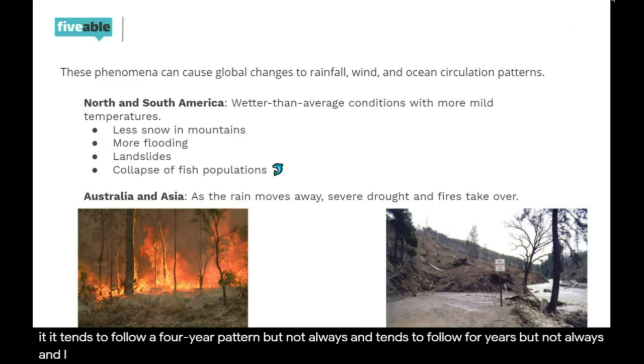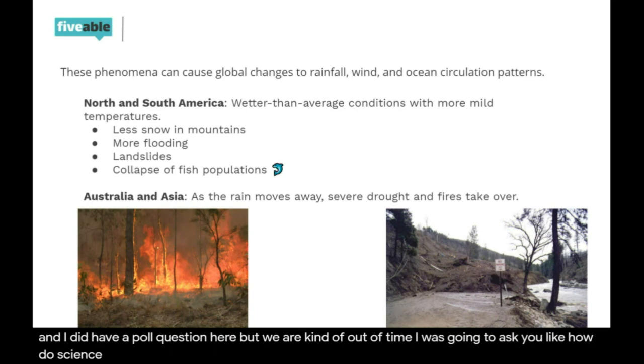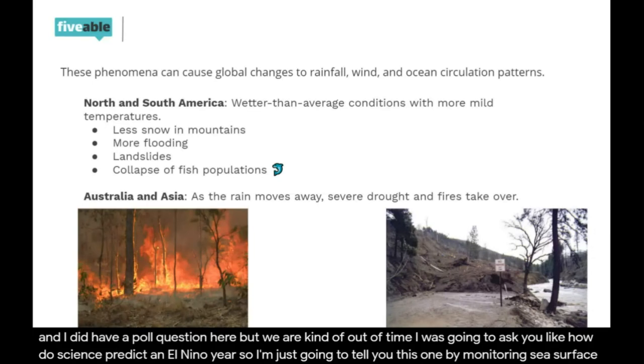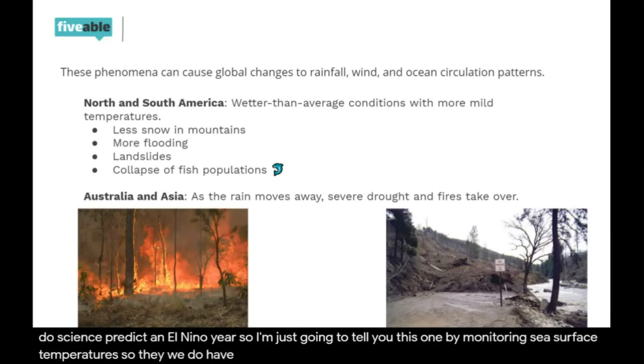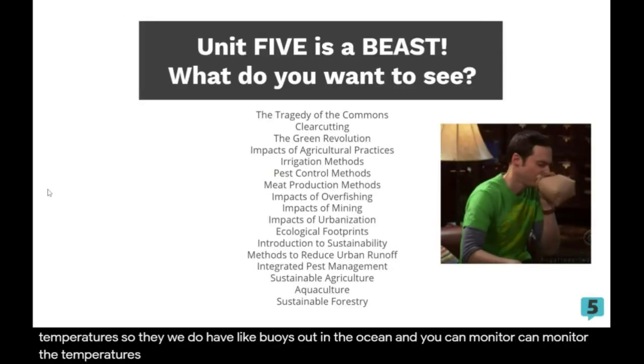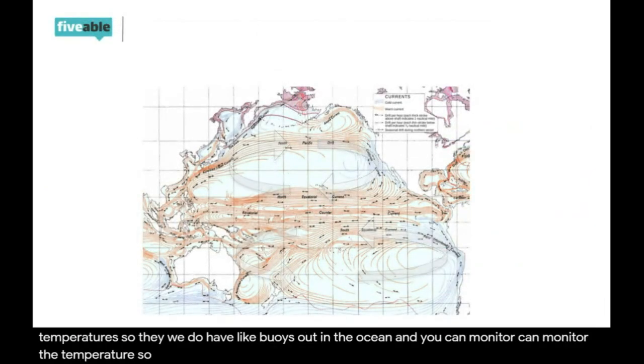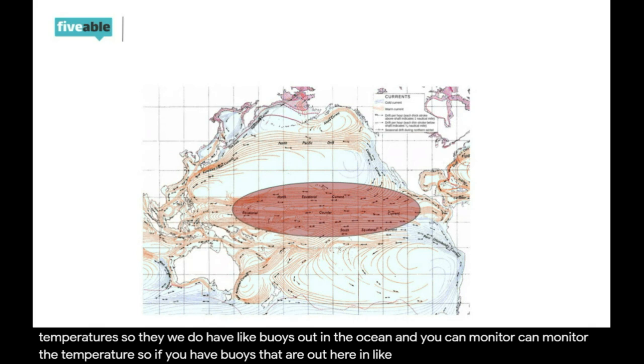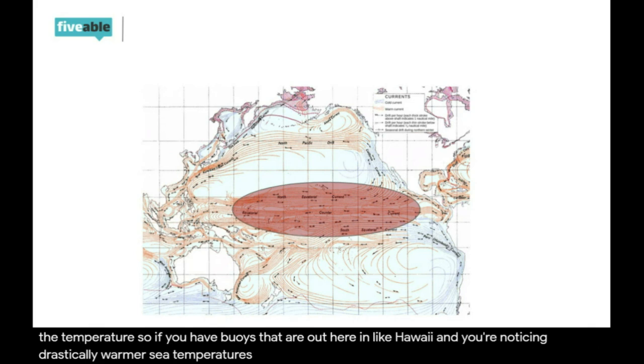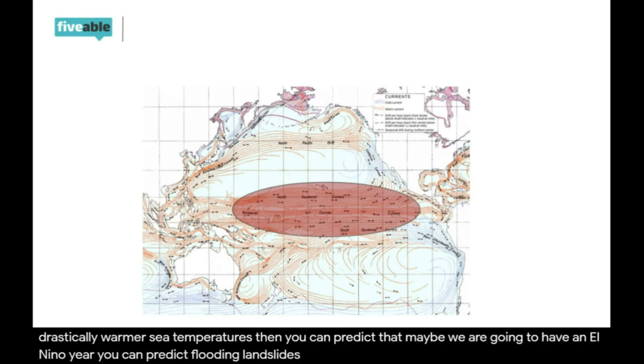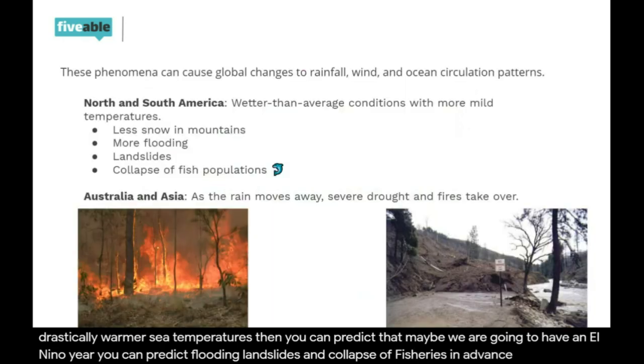And I did have a poll question here, but we are kind of out of time. I was going to ask you, how do scientists predict an El Nino year? So I'm just going to tell you this one, by monitoring sea surface temperatures. So we do have buoys out in the ocean, and you can monitor the temperature. So if you have buoys out in Hawaii, and you're noticing drastically warmer sea temperatures, then you can predict that maybe we are going to have an El Nino year. You can predict flooding, landslides, and collapse of fisheries in advance.